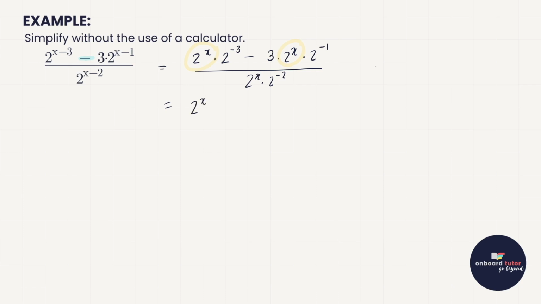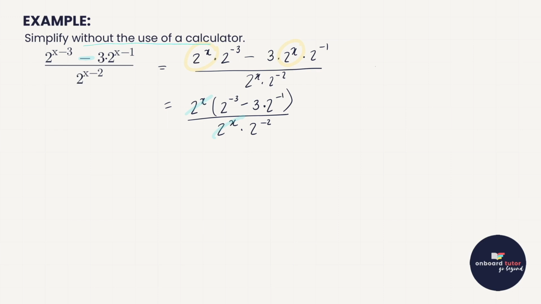We'll have 2 to the x. Inside our bracket will be 2 to the minus 3 minus 3 times 2 to the minus 1 over 2 to the x times 2 to the minus 2. Now that it is factorized, we are allowed to cancel. So that makes our life a little bit better. And now we just have to sit here without the use of a calculator.